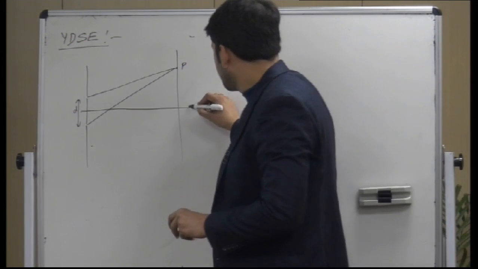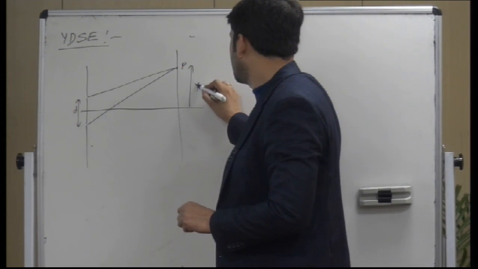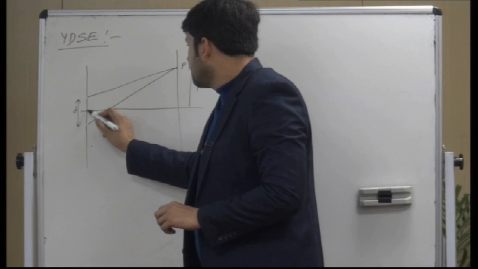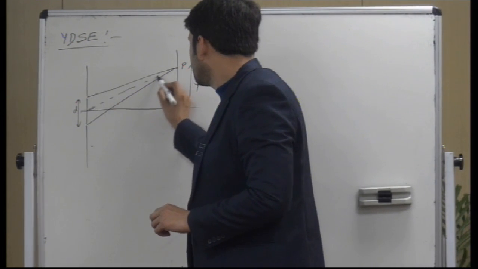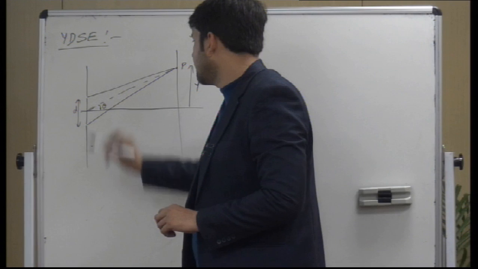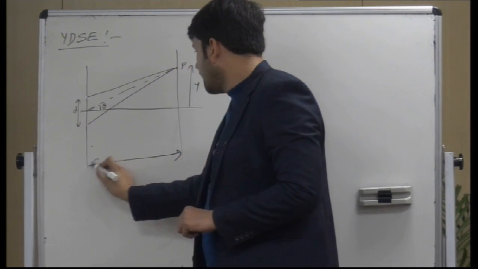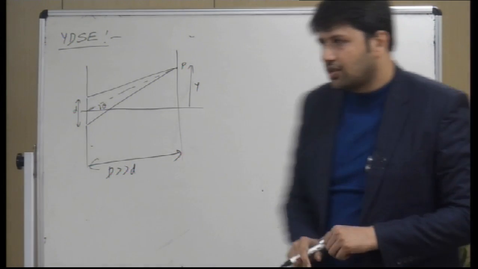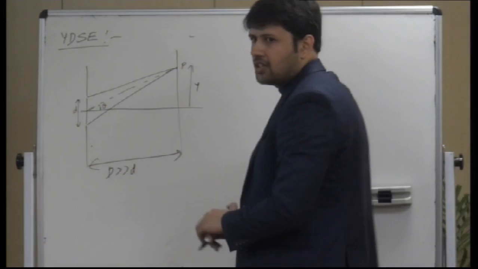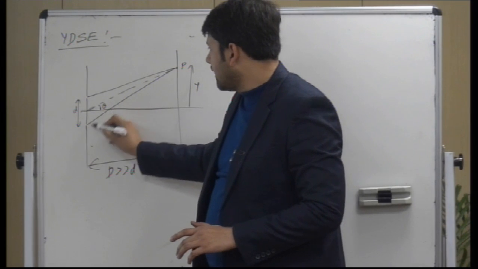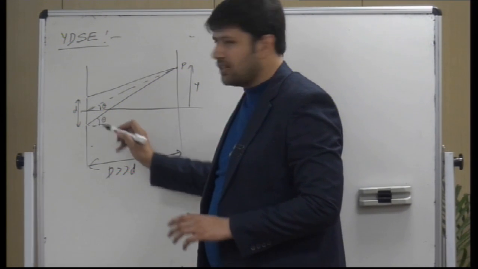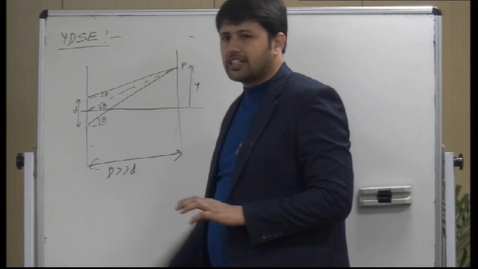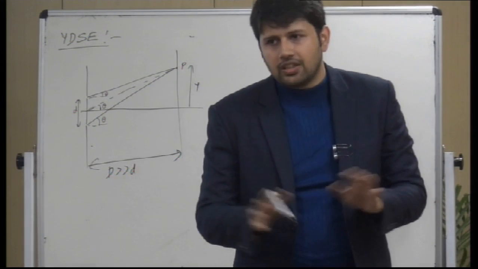The position of point P is y. Is it okay? So from the middle I draw this line, and let's take this angle as theta. If the distance is large as compared to the distance between slits, you already know this is the condition. This is theta. This angle will be slightly more than theta, and this angle will be slightly less than theta. We can take all three of them as theta.